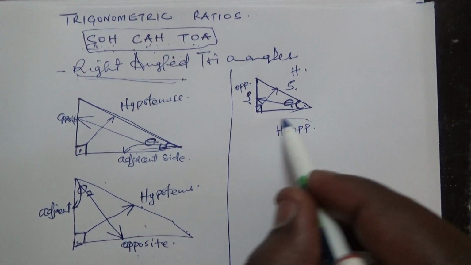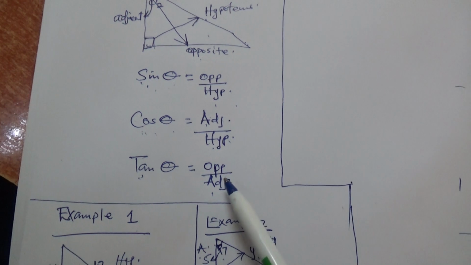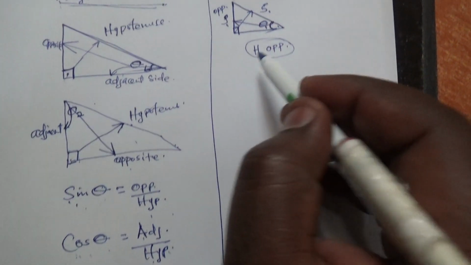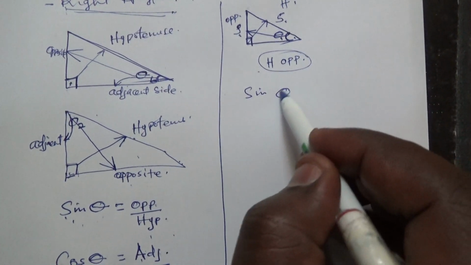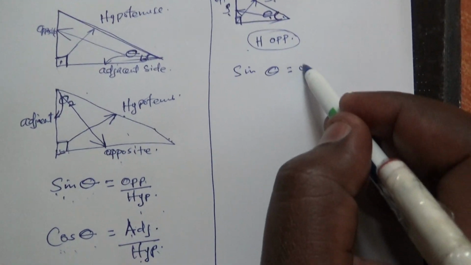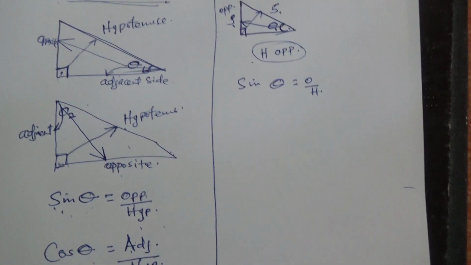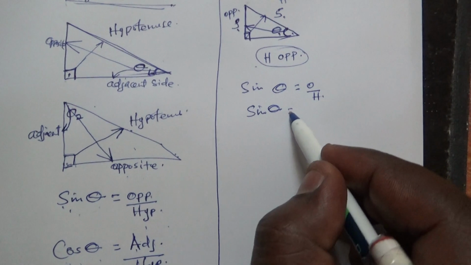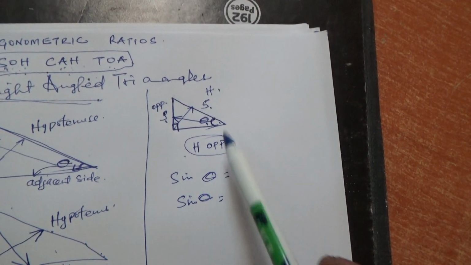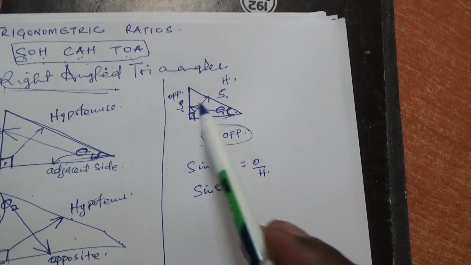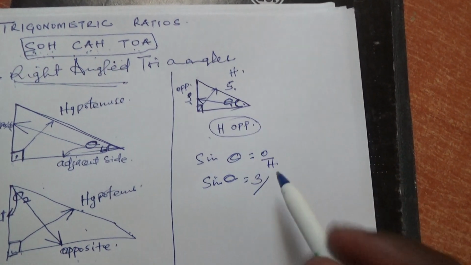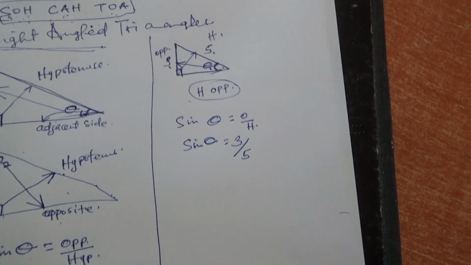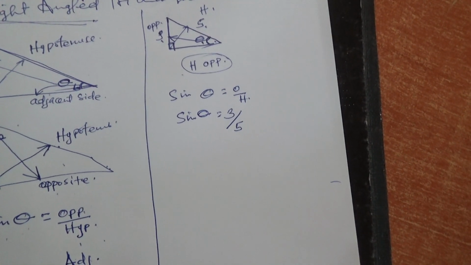Where do we have hypotenuse and the opposite? That is sine. So you are going to say sine theta is equivalent to the opposite over hypotenuse. What is the opposite? With this angle here, angle theta, the opposite is 3 and the hypotenuse is 5. Okay, so what do you do? You're going to do this.